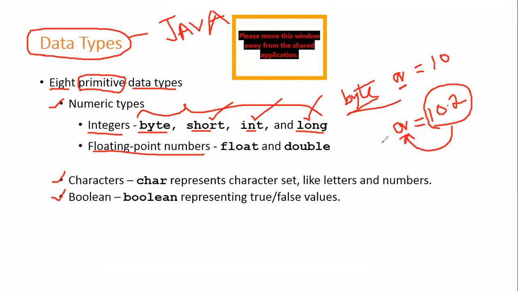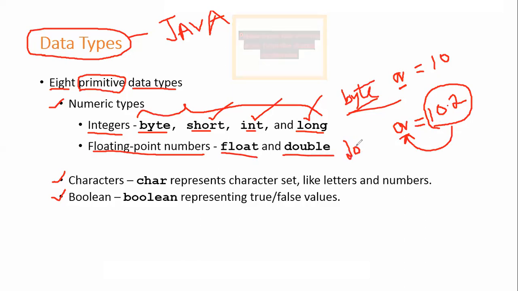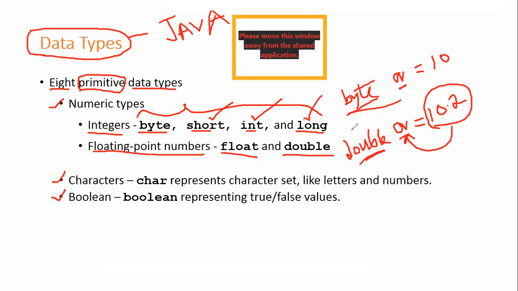Here I'm trying to store a floating point value in the variable a, so I can pick either float or double, right? Let me pick double. Why I picked double and why I have not picked float, we'll see later. I can pick either type, but right now I picked double instead of float. There may be cases where you want to pick float. In such a case, instead of double, you can write float, right? And that's all about numeric types.